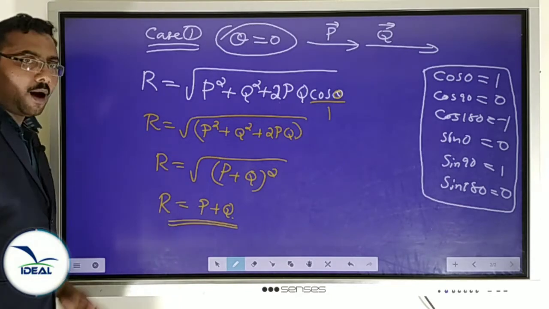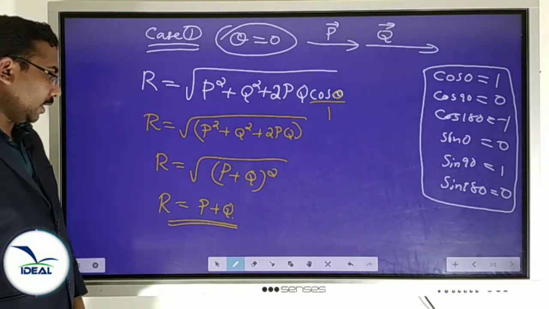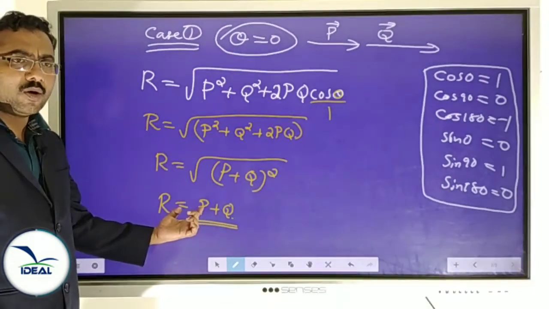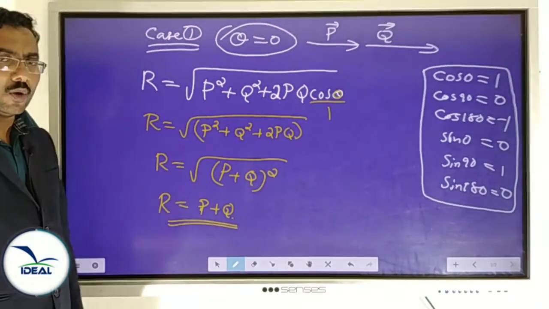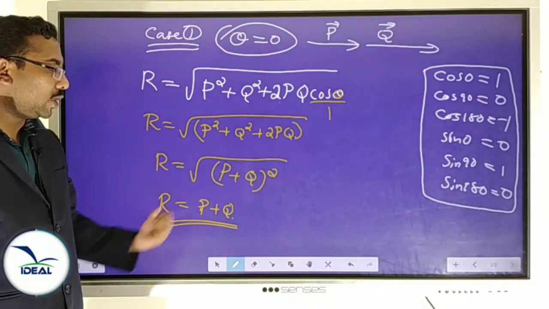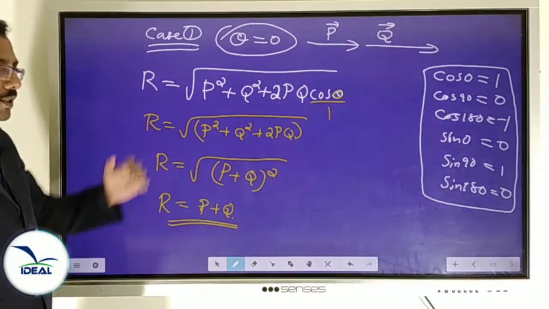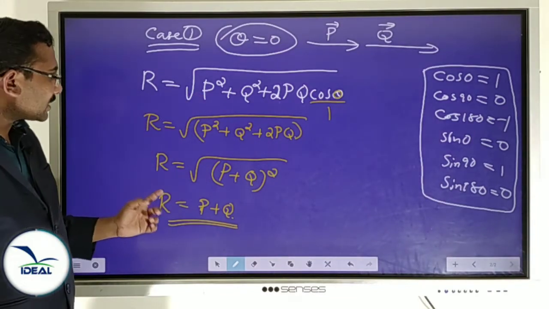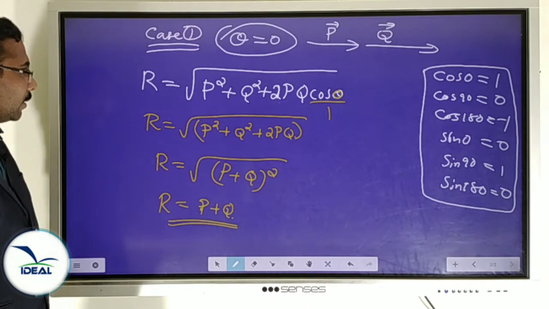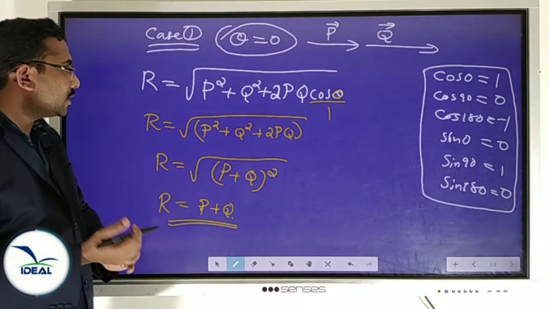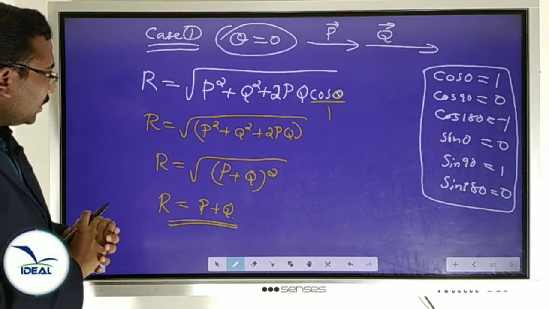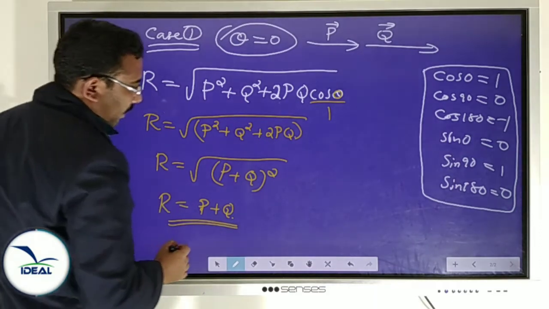What does it mean? R is the magnitude of the resultant. It is the sum of P and Q. P is the magnitude of P, Q is the magnitude of Q. That is, magnitude of R equal to magnitude of P plus magnitude of Q. That means the magnitude of the resultant is the sum of the magnitudes of the two vectors. This is the first case.